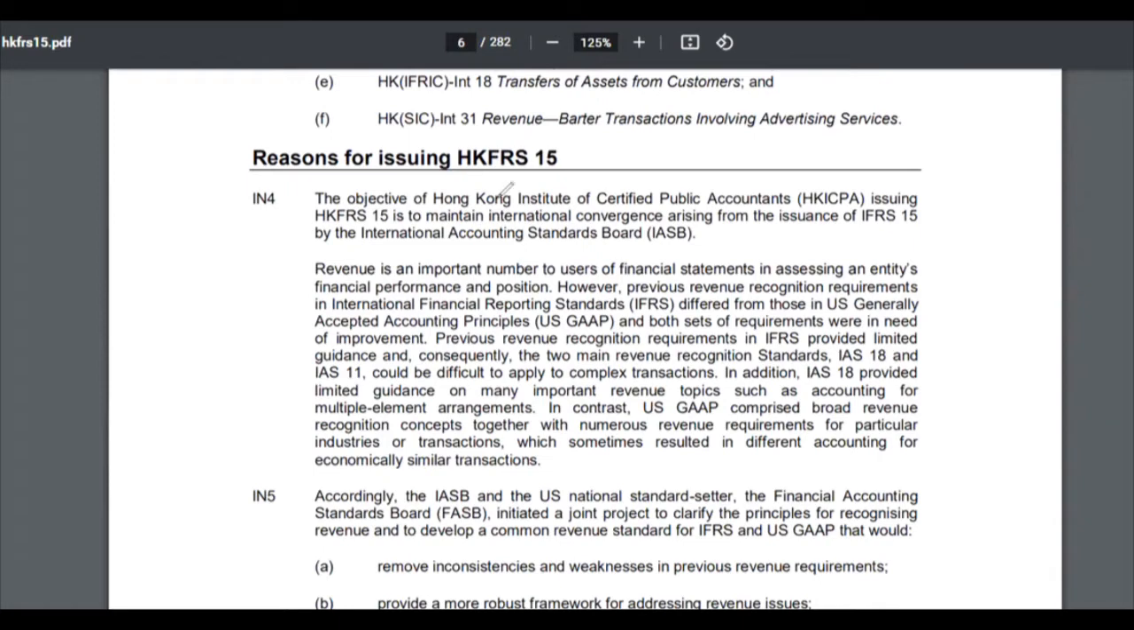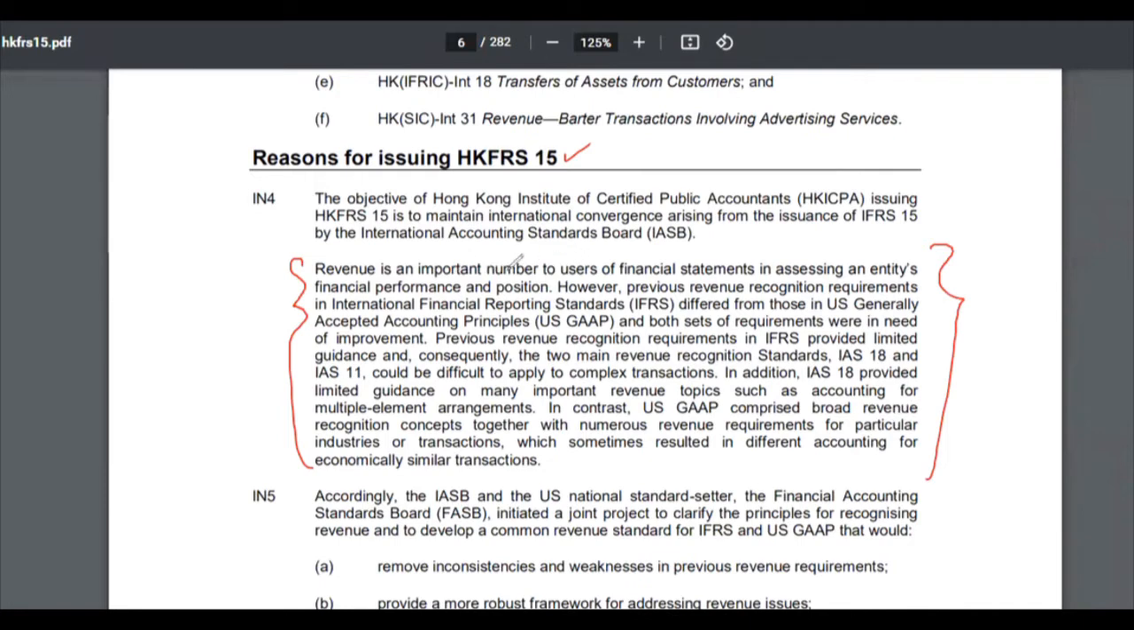So first, we can look at the reasons why HKFRS 15 was issued. It's not really tested on the exam. I mean, your examiners don't ask you why HKFRS 15 was introduced, but it is kind of important to understand why it was issued, to get an overall picture, to understand the bigger picture behind the standard issue. So this is actually the main paragraph where they mention why the standard was issued.